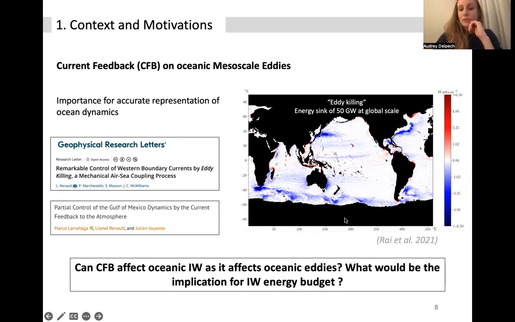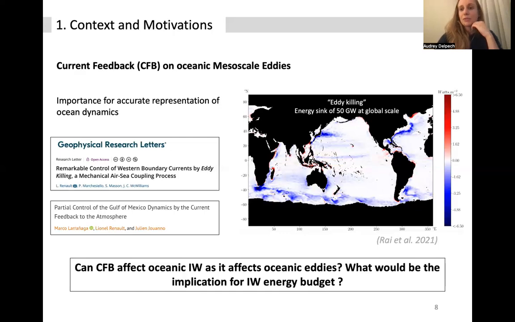And in a recent study by Ray et al. in 2021, there has been a global evaluation of the energy sink associated with the eddy killing mechanism, which is the way the current feedback is actually damping, acting as an energy sink for the oceanic eddies. We can compute the associated energy sink. It's been estimated at 50 gigawatts at a global scale, which is a large value compared to the inputs in the mesoscale eddy field.